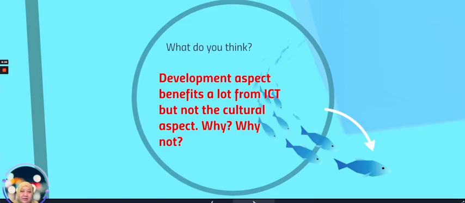Development aspect benefits a lot from ICT, but not the cultural aspect. Why? If you agree with this, why? And if you don't agree, why not? So this is another thing that we're going to discuss, and we're going to debate in our next class, inshallah.